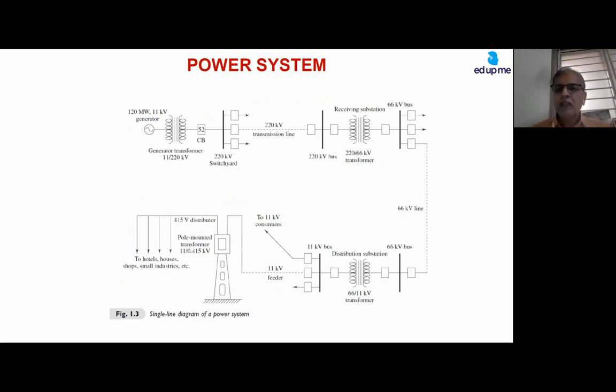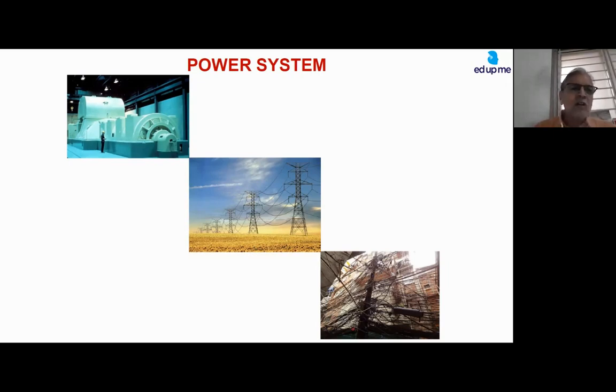This power is coming to a distribution substation where there is a 66 by 11 kV transformer. And then 11 kV feeders are going to different areas. An 11 kV feeder is terminated on a pole mounted transformer or distribution transformer as it is known, 11 kV by 415 volt. And final 415 volt distributors feed power to the final consumer side. This is a very simple power system, generation at one end and load at the other. Pictorially, on the left side is the generator, the middle one is transmission, and the right side is the distribution. Power system is generation, transmission and distribution.